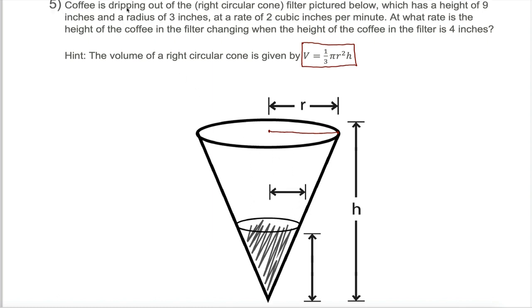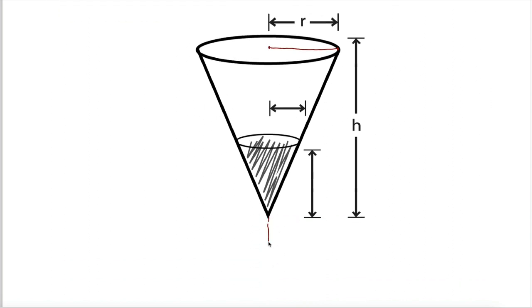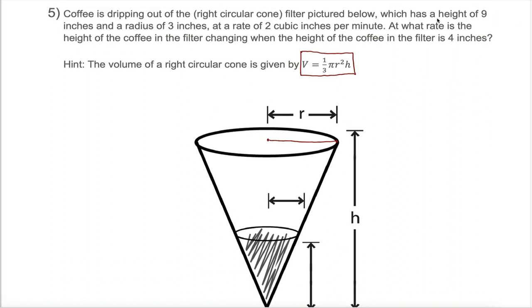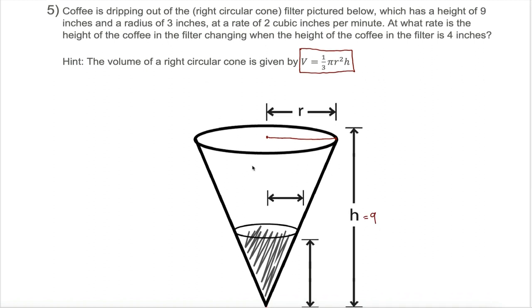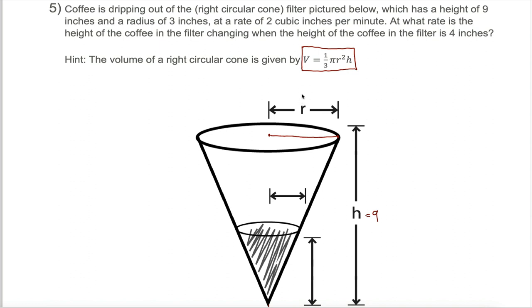What's going on in this problem is that coffee is dripping out of this cone, kind of from the bottom here. Sure, there's my coffee. I'm told that the height of the cone is 9, whatever my units are, inches, I guess, in this case, and the radius of the cone is 3. So H and R in this diagram are 9 and 3, respectively.